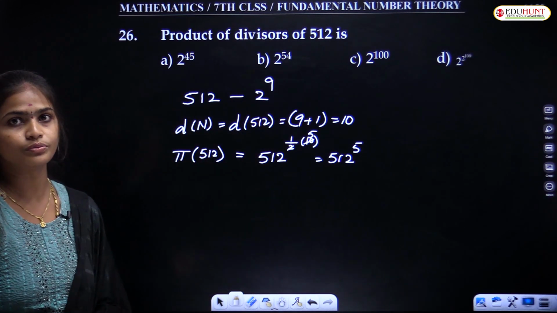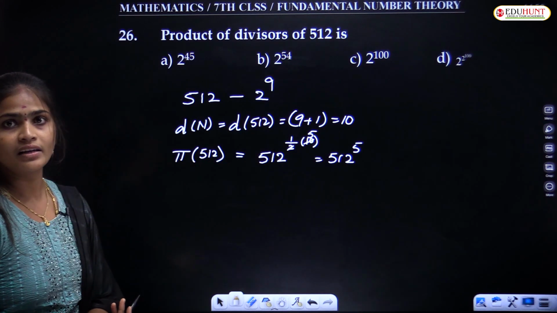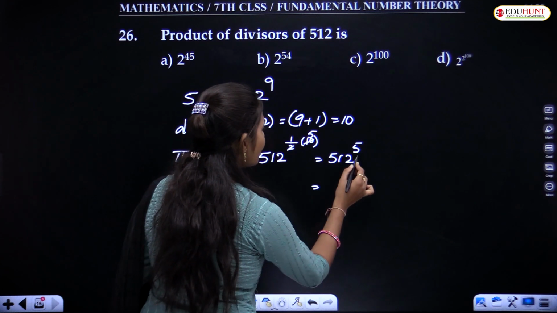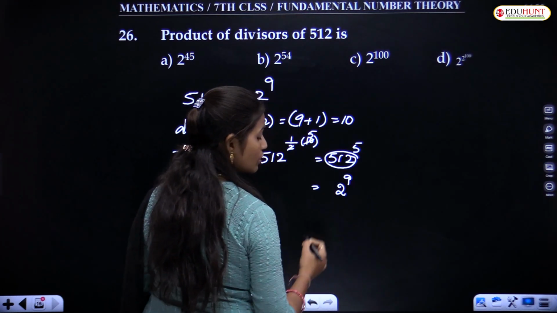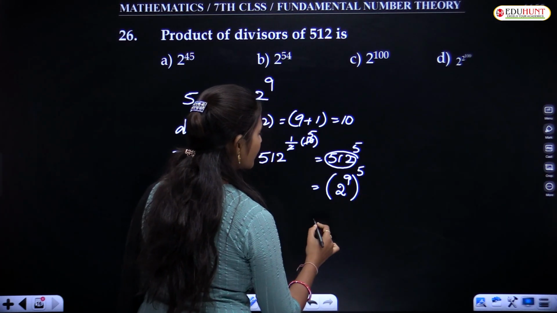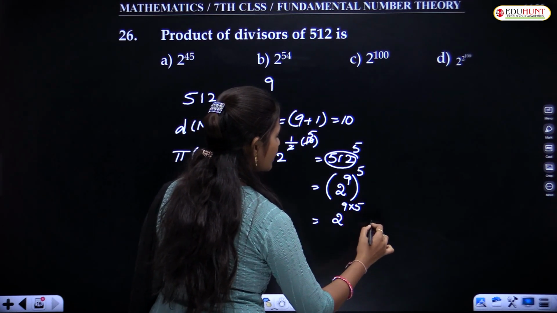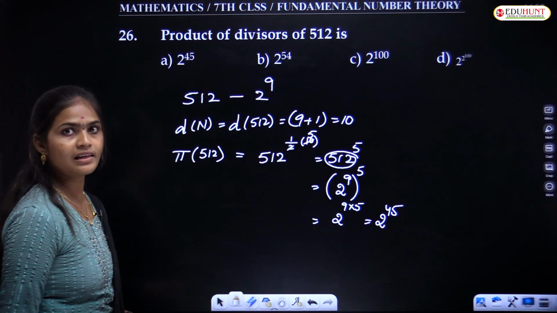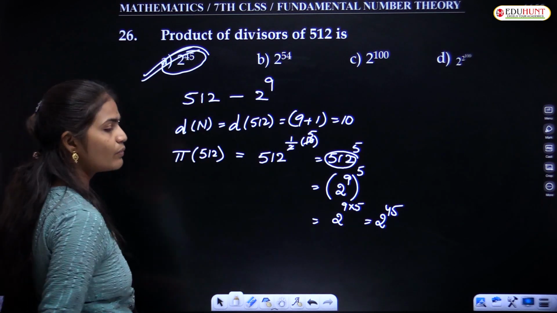Then what do we have to do? Just observe which options are given in that question. All are in powers of 2 only, no? So that's why here we convert this 512 into 2 power 9. 2 power 9 whole power 5. Now 2 power 9 into 5, so here 2 power 45. So what is the resultant here? 2 power 45. So option A is correct.